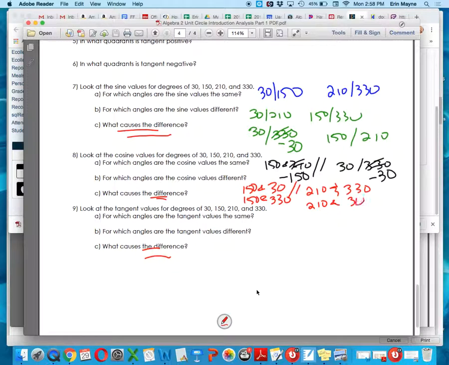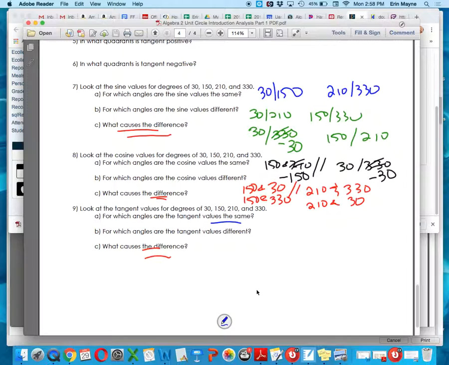30? Okay, how far apart are those? How far apart are those? Say it, Ella. 180. Okay, last one. Now this you should really notice. Tangent values that are the same. We should be really noticing this a lot now.